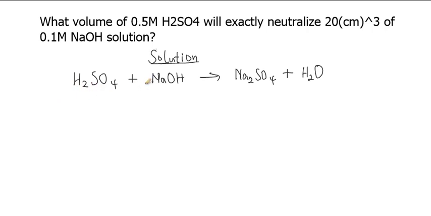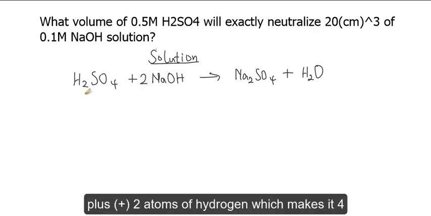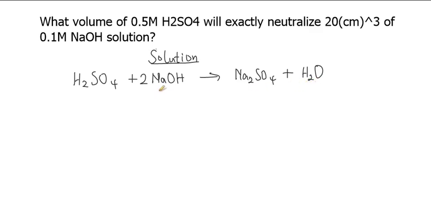To balance this equation, we add 2 as a coefficient of sodium hydroxide. So if you have 2 moles here, let's check the number of hydrogen. We have 2 atoms of hydrogen here, so hydrogen is not balanced as well. Let's look at sodium. Sodium is balanced, 2 and 2. Looking at sulfur, we have 1 here and 1 here, so sulfur is balanced. If we look at oxygen, here we have 4 atoms of oxygen plus 2 here, so that's 6. On this side, we have 4 atoms of oxygen plus 1, which is 5. So oxygen is not balanced.